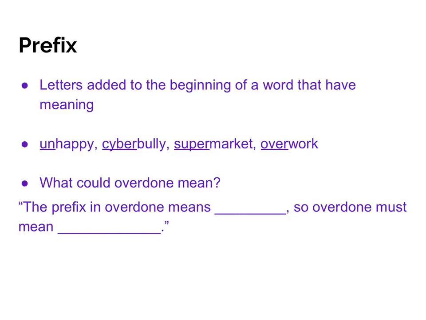Here's another example. Cyberbully. Start with bully, and then the prefix that you added would be cyber. This cyber has meaning. It means like the internet, online. So this word here would mean bullying that happens online. Next we have supermarket. You start with market, and the prefix you added is super. This super has meaning. It means like really big. So a supermarket would be a really big market.